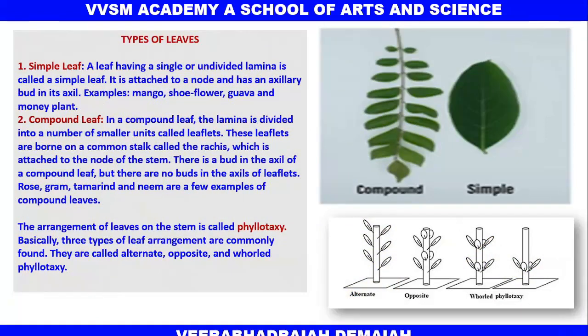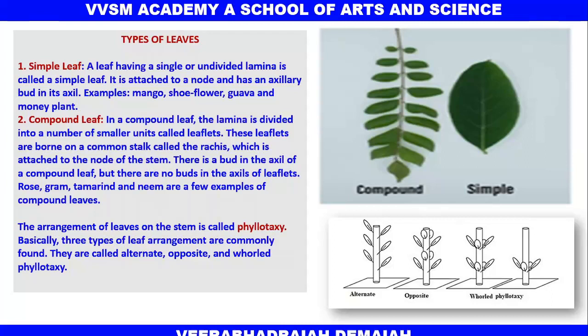Types of leaves. Do you know friends, simple leaf and compound leaf? A leaf having a single and undivided lamina is called a simple leaf. Example: mango, shoe flower, guava, and money plant. In a compound leaf, the lamina is divided into a number of smaller units called leaflets. These leaflets are borne on a common stalk called the rachis. There is a bud in the axil of the compound leaf, but there are no buds in the axils of leaflets. Rose, gram, tamarind, and neem are a few examples of compound leaves.